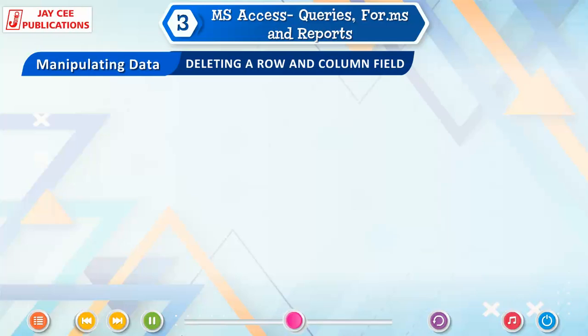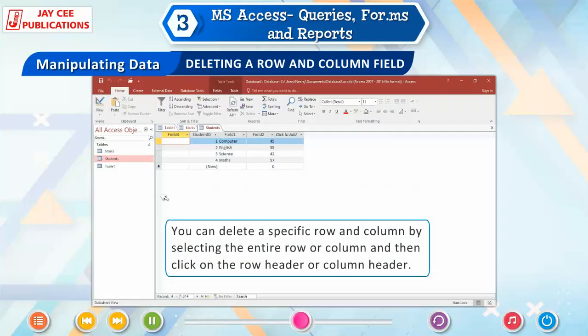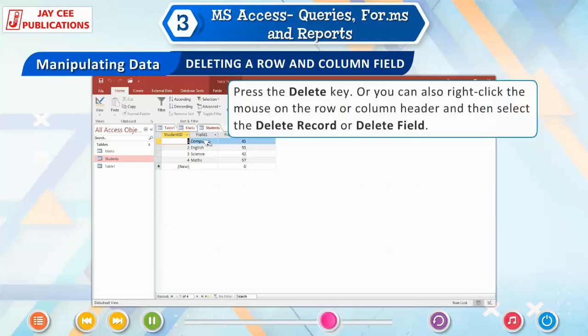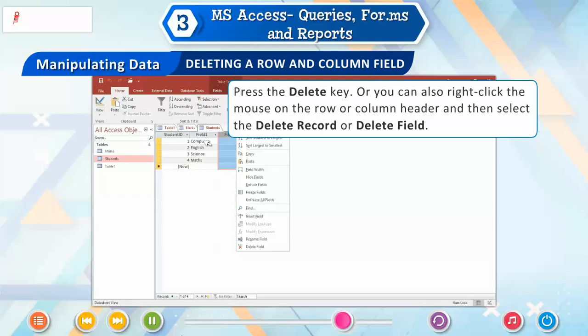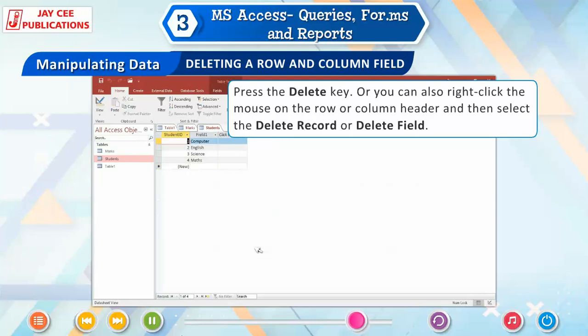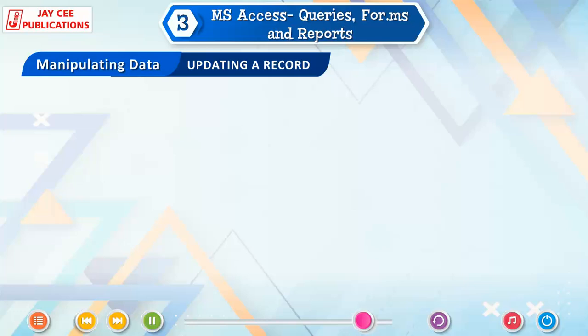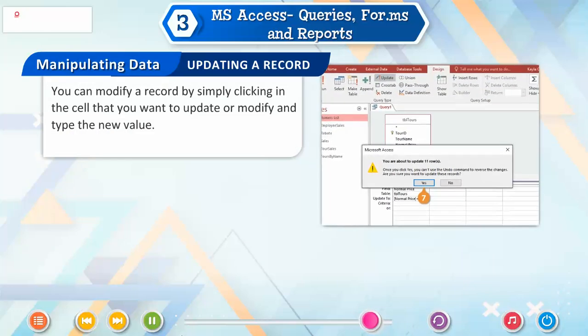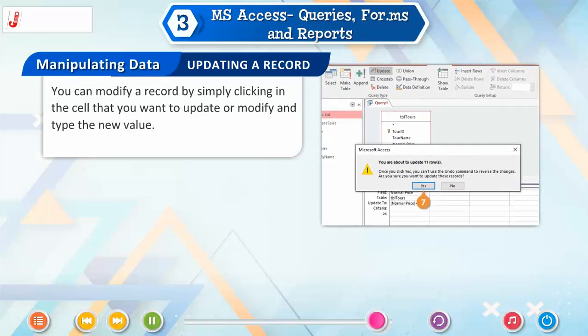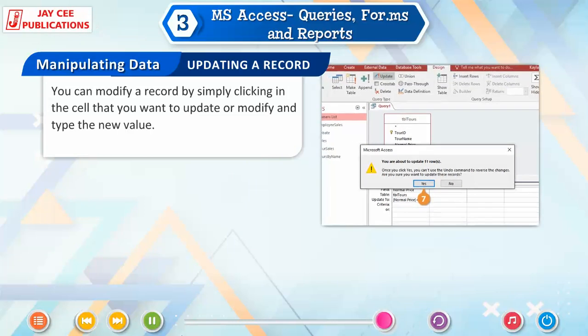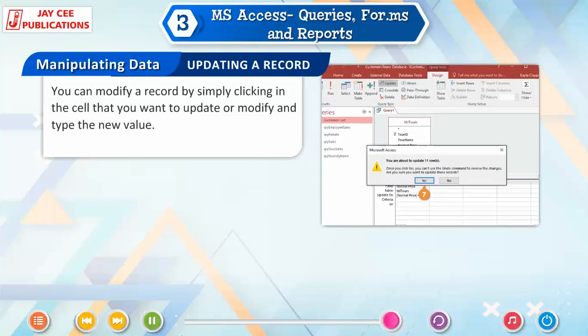Deleting a row and column field. You can delete a specific row and column by selecting the entire row or column and then clicking on the row header or column header. Press the Delete key, or you can also right-click the mouse on the row or column header and then select the Delete Record or Delete Field. Updating a record. You can modify a record by simply clicking in the cell that you want to update or modify and typing the new value.